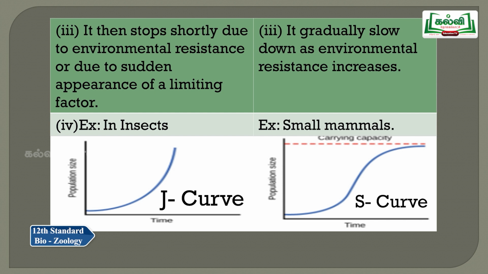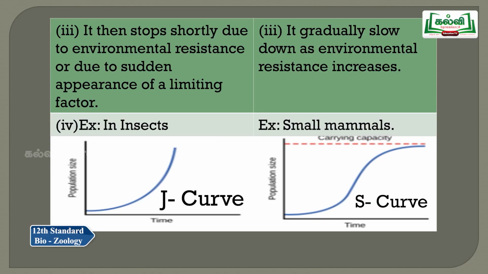Usually we see this in insects. If you take ants and others, you can see most of the insects coming out during the rainy season, and suddenly after the rainy season is completed, you cannot see even one insect. So, that is the J shaped curve. You can see the diagram on the screen: the J shaped curve has a lag phase slowly and then suddenly it rises up. So, that is called the J curve.